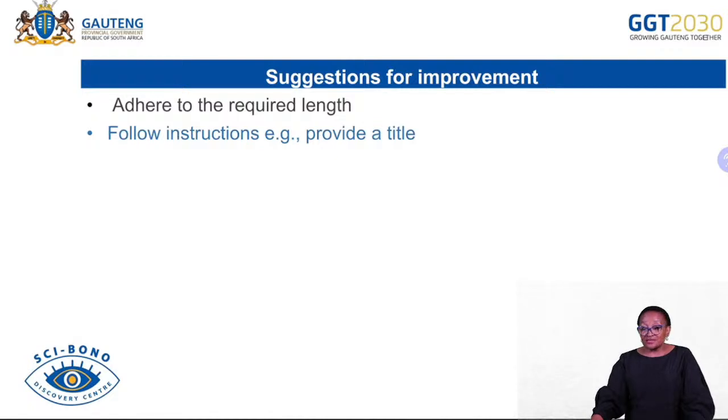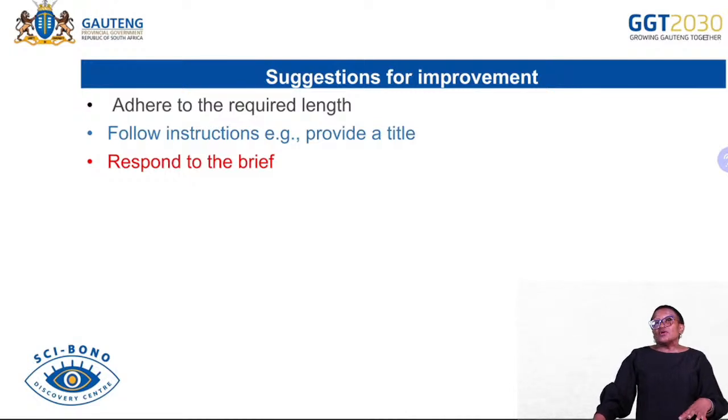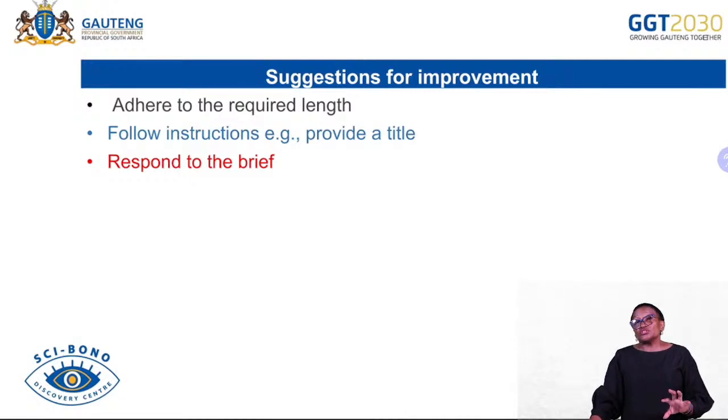Follow instructions. E.g., if the instruction says provide a title, simple, provide the title. Respond to the brief. That is key. You need to be able to read the brief, analyze the brief, come up with key words from the brief, and then respond to the brief. Remember, we said the checklist will guide you in terms of how well you would have responded to the brief.